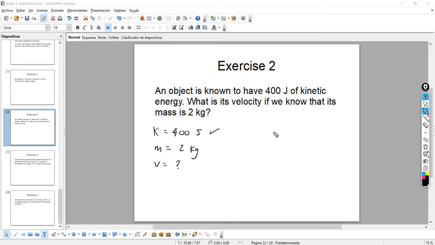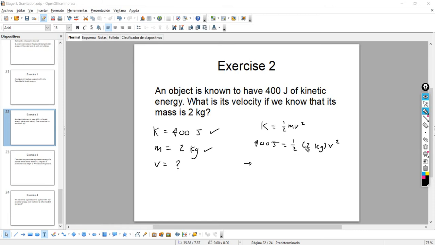Yes. Why? Because if I make use of the formula for kinetic energy, which is this, right? Then you can see that we can input this value in here, which is the kinetic energy, 400 joules, equals 1/2 times the mass, which is 2 kilograms, times the velocity squared, which we don't have yet. But being this an equation with just one variable, which is the v, we can isolate it. So let's do that. First, I'm going to multiply this 1/2 times 2 kilograms.